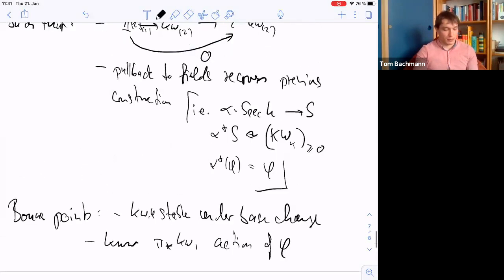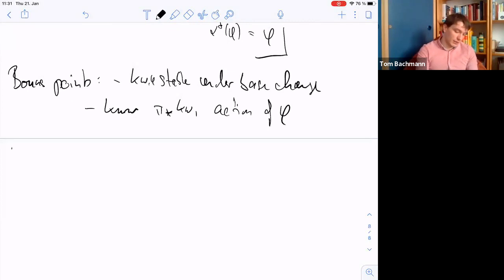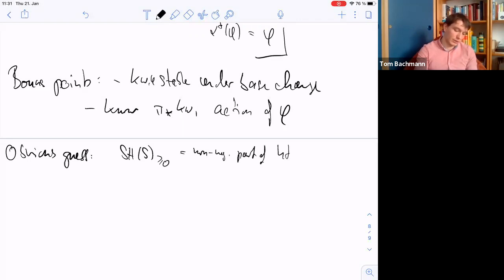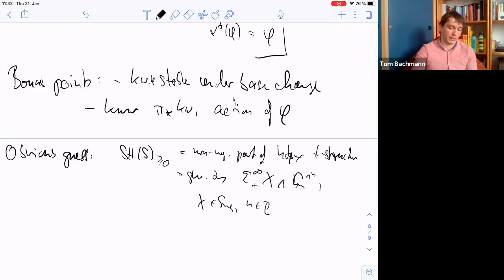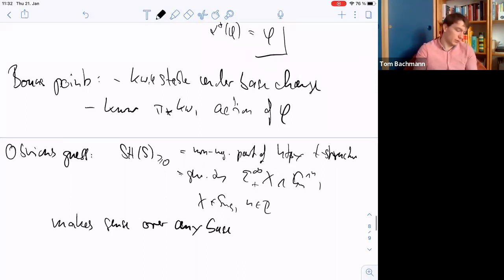Okay, so now how do we possibly construct this guy? Remember that in the case of fields, I just said you take the connective cover in the homotopy t-structure. So the obvious guess is, you observe that SH(S) greater than or equal to zero, the non-negative part of the homotopy t-structure, is generated by sigma infinity plus X smash G_m to the smash n, where X is in Sm_S and n is in Z. So this makes sense over any base. And so I can just take my capital KW and take the connective cover. Why not?